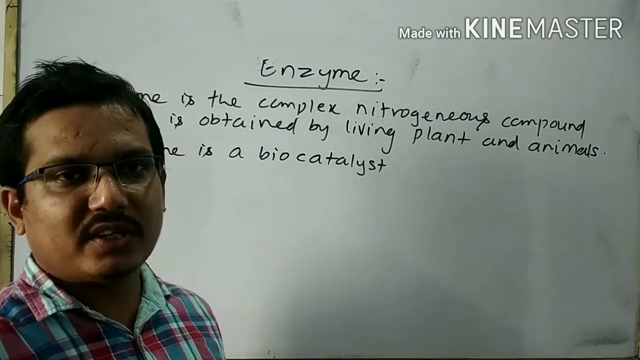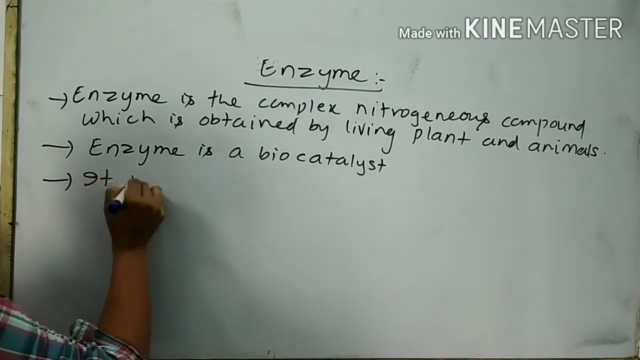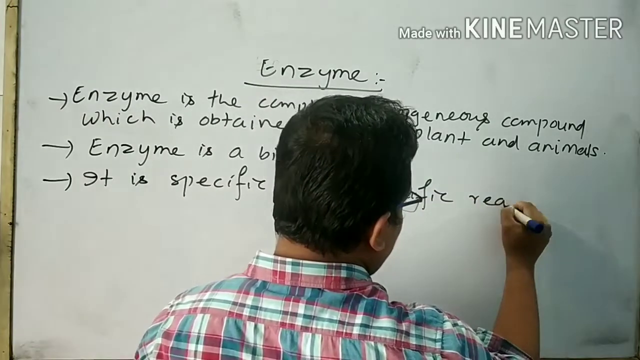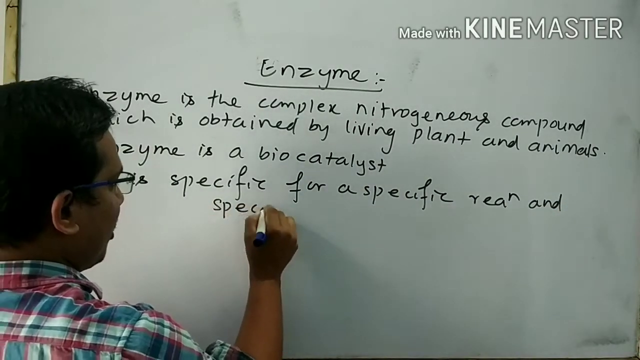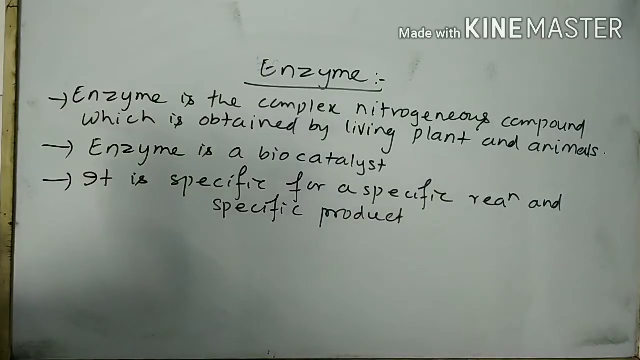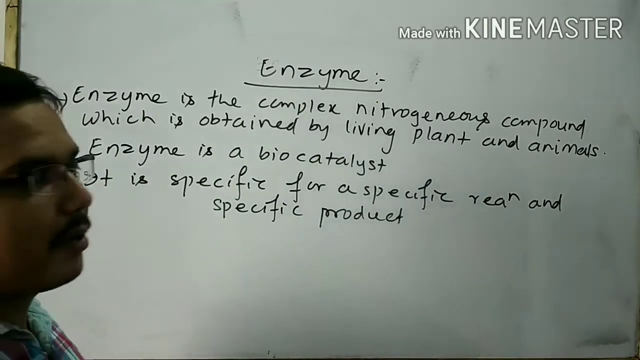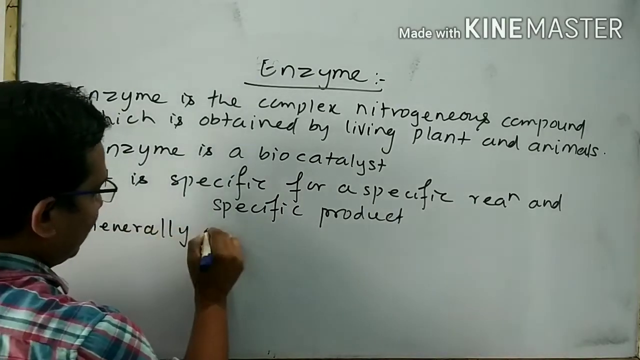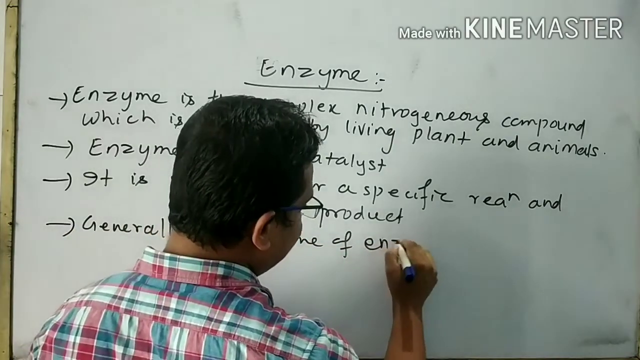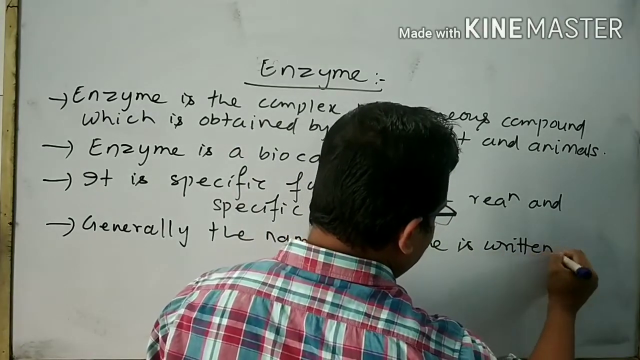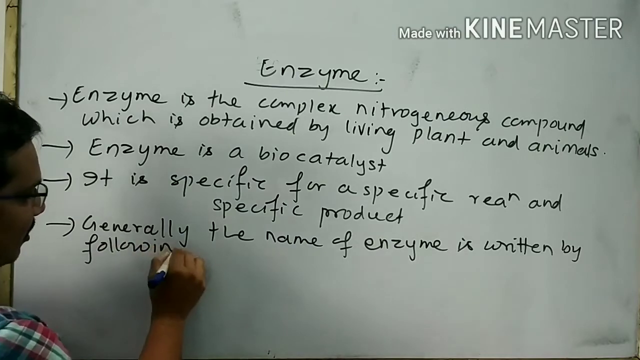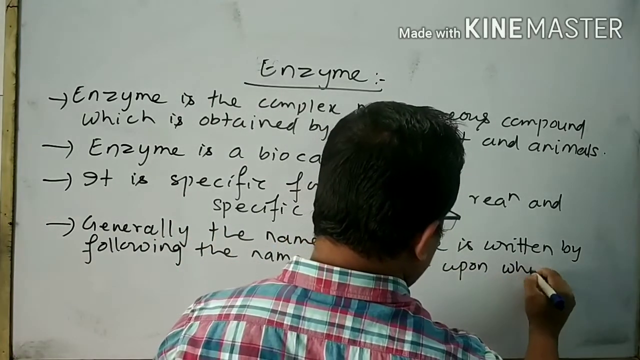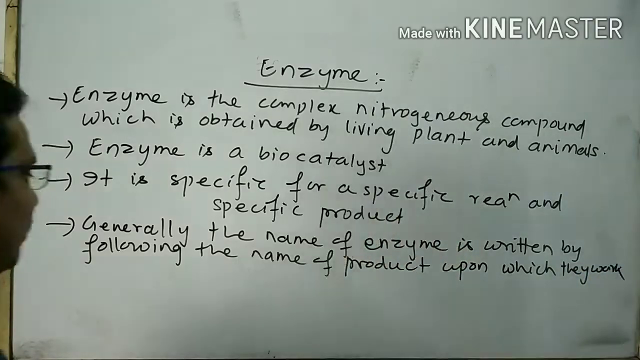Specific enzymes are used for specific products and reactions. Generally, the name of the enzyme is written by following the name of the product upon which the enzyme works.